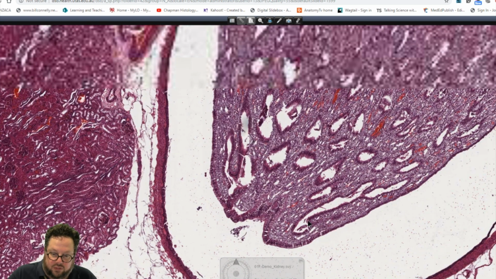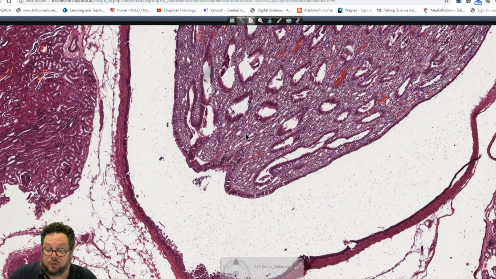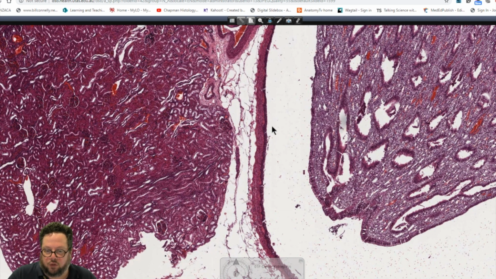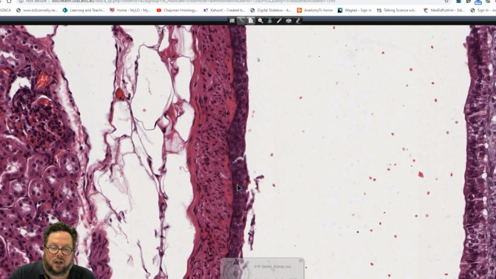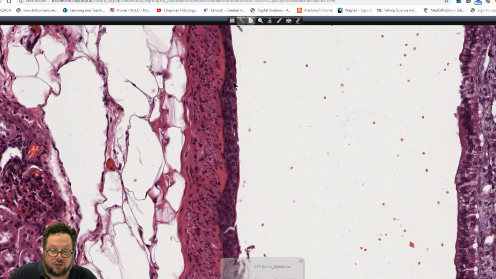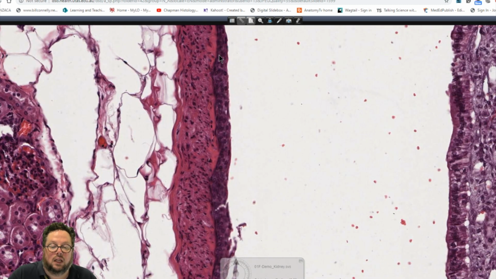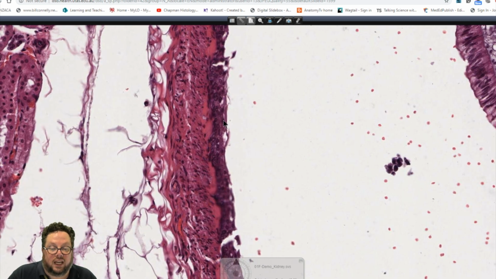So here we can actually see the openings of the large ducts. These are known as the ducts of Bellini. That's the eponymous term. I apologize, I'm not 100% sure of what the non-eponymous term is, but here's our minor calyx, and as I say, the minor calyx is our first instance of actually having the urinary epithelium. So this is the first time that we actually see the urinary epithelium, transitional epithelium, lining the calyx here.